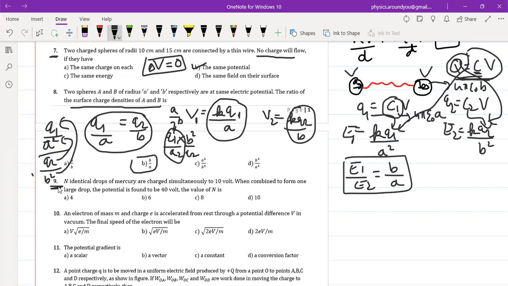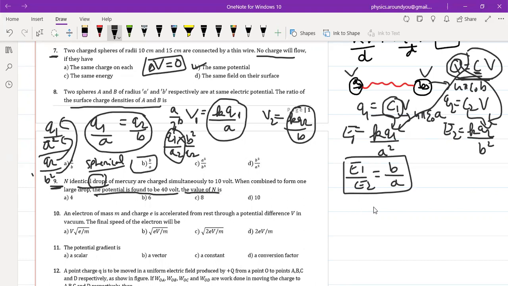Now the ninth one. The ninth one is a hot favorite of many CET, COMEDK examiners. Identical drops. There is a trick which I will reveal soon, but without the trick, let's try to handle this. N identical drops. Whenever I say drops, I will assume they are spherical drops. So whatever holds good for a sphere, area, volume, etc., I can apply it for this also. When combined to form a large drop, so there are N identical drops. Combining into one large drop, the potential is found to be 40. What is the value of N?